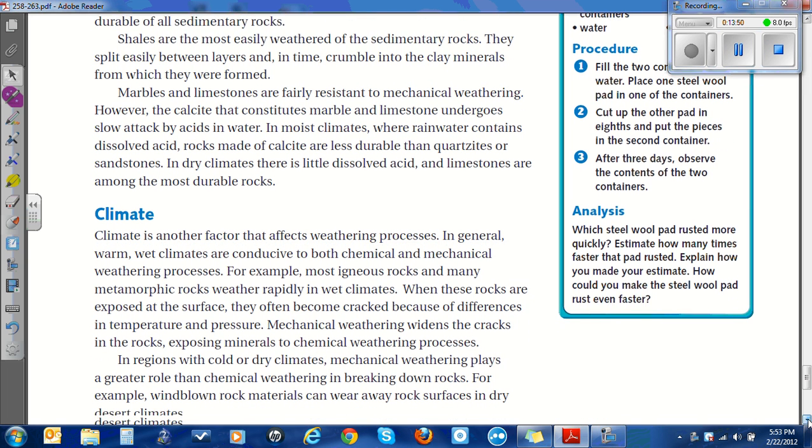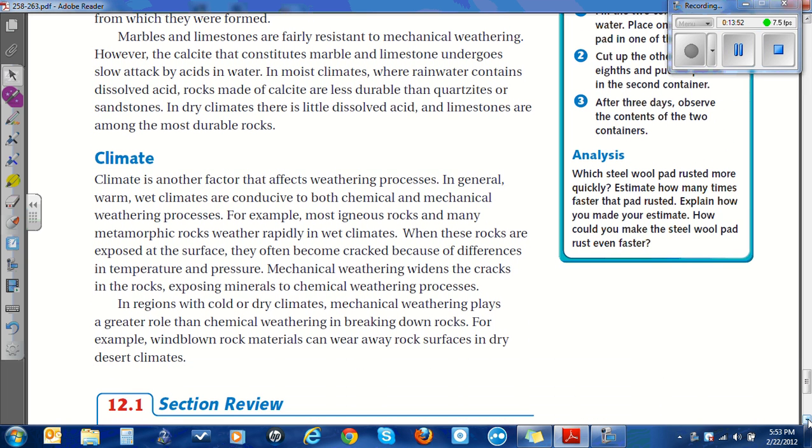Climate. Climate is another factor that affects weathering processes. In general, warm, wet climates are conducive to both chemical and mechanical weathering processes. For example, most igneous rocks and many metamorphic rocks weather rapidly in wet climates. When these rocks are exposed at the surface, they often become cracked because of differences in temperature and pressure. Mechanical weathering widens the cracks in the rocks, exposing minerals to chemical weathering processes.